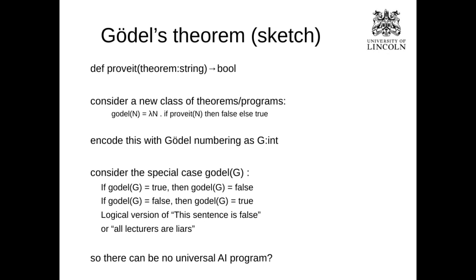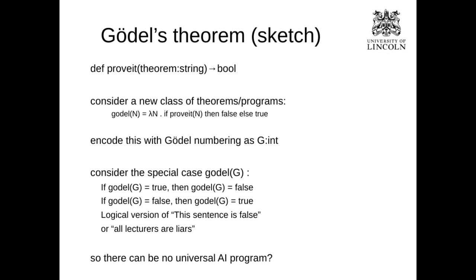Gödel's proof began by assuming the existence of the universal AI, the universal prove it function. And we've derived something which appears to be a contradiction. We found that if Gödel of g is true, then it is false. And if it's false, then it's true. This suggests that there is therefore no universal AI program.